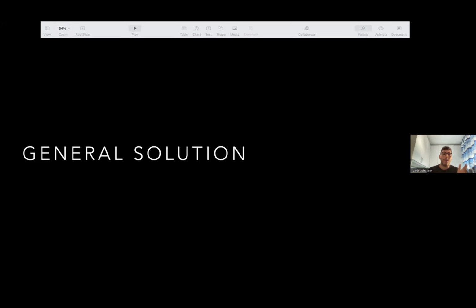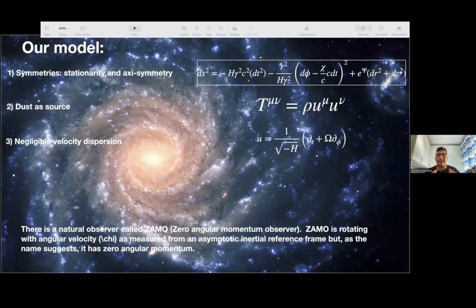Our model, I mean, is not exactly a model. This is the exact solution for all possible stationary and axisymmetric systems with dust source and velocity written this way along the Killing vectors. This is the full solution. So all the models that are discussed must be inside this class.